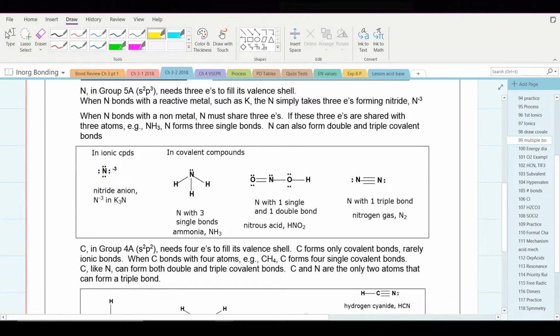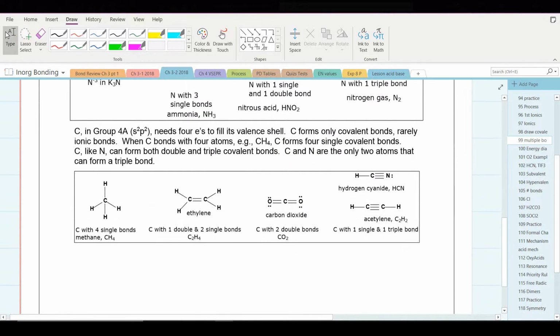How about nitrogen? Nitrogen is a pretty reactive nonmetal. If it's bonded with a reactive metal, it may be able to take 3 electrons from it, in which case it forms a nitride anion. But when nitrogen is bonded to other nonmetals, it generally can't take electrons, so it has to share to fill the valence shell. We've seen nitrogen can have 3 single bonds, as in the case of ammonia, or it could have a triple bond, as we saw in a nitrogen molecule, or it can even form a double bond and a single bond. We didn't draw this structure, but here's the structure of nitrous acid. In these cases, notice that nitrogen has a non-bonded pair of electrons and 3 bonds on it.